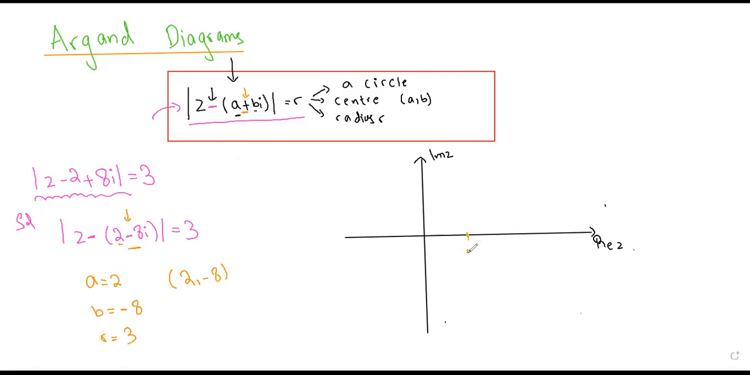So the coordinates of the center are going to be 2 and minus 8. This is 2 and this is minus 8, so the center would be somewhere here. Now the radius is 3. So let me make the circle first.